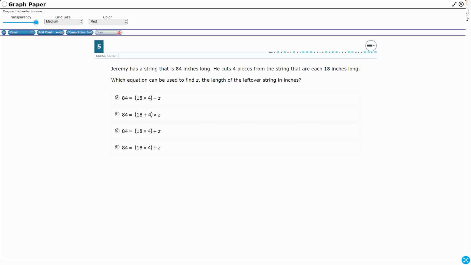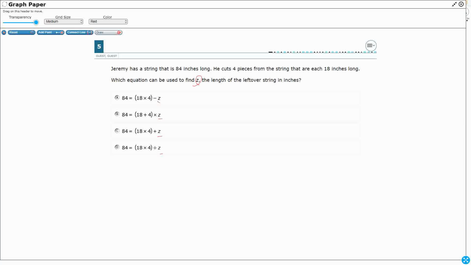All right, so Jeremy has a string that is 84 inches long, cuts it into pieces. Then we need to find Z, the leftover string. Z is an unknown number, and you see that Z shows up as something that we are either going to multiply, divide, or add. So let's draw a picture to see what's going on.